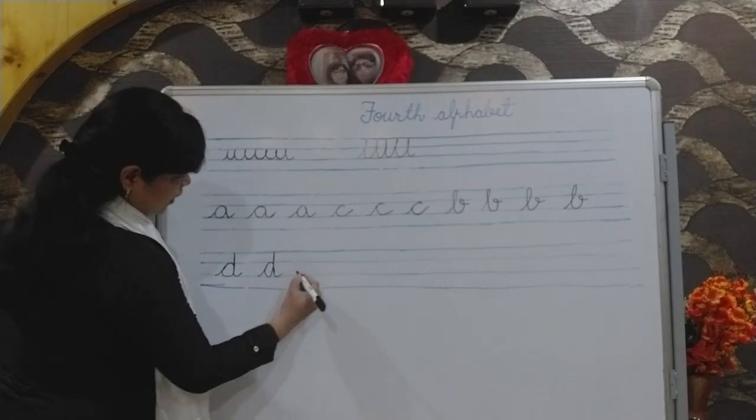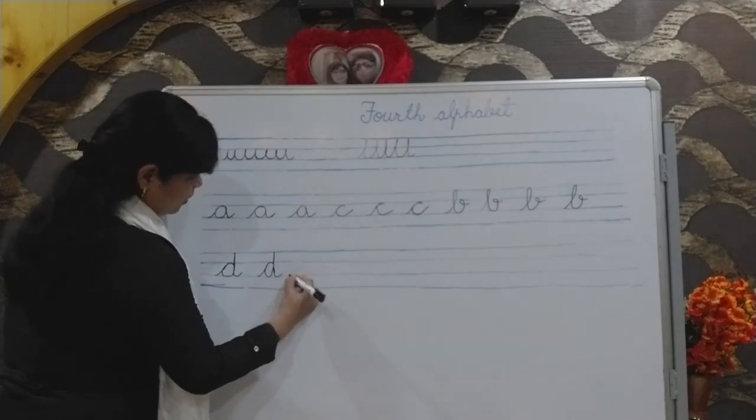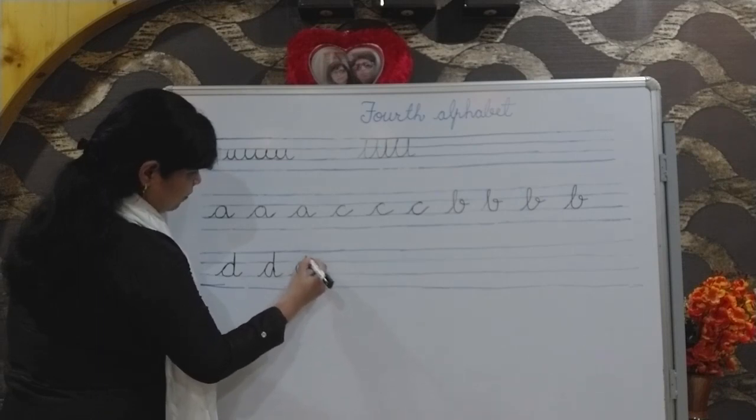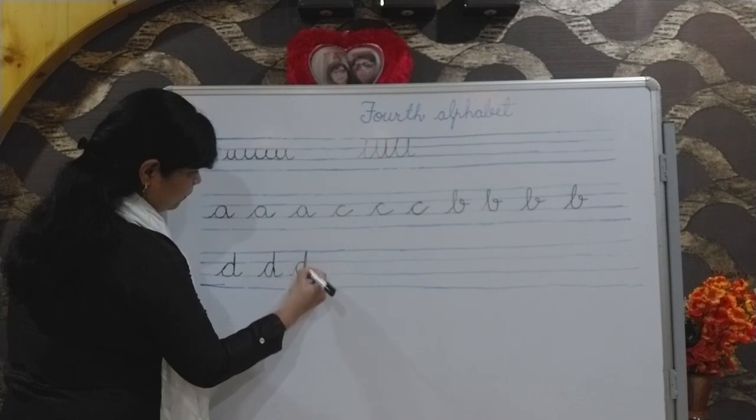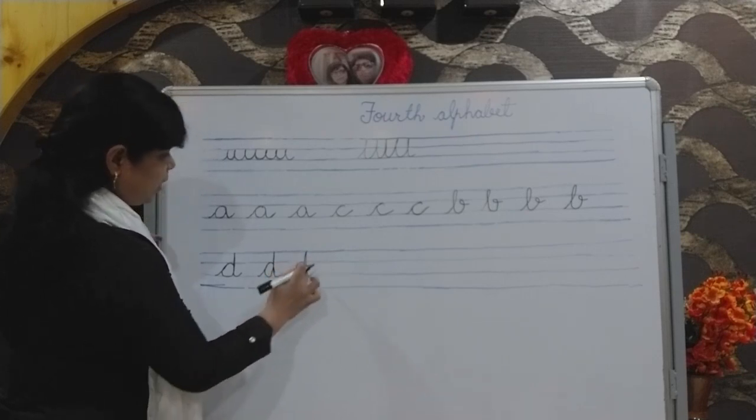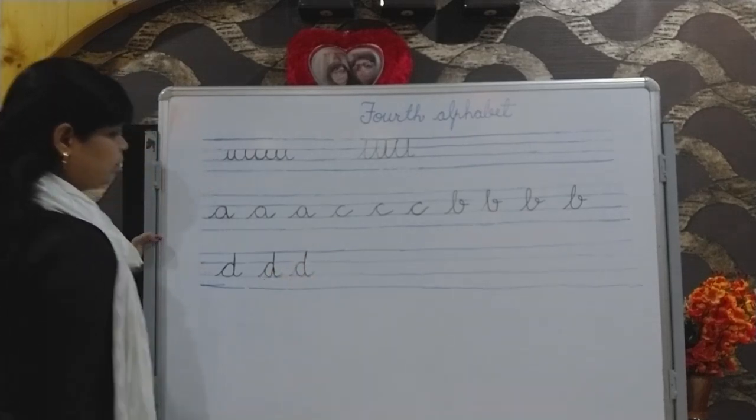Yes, D. We have to make a full circle. From downwards we have to start and move upwards. We make a full circle on the middle line. Then in this manner we have to go.